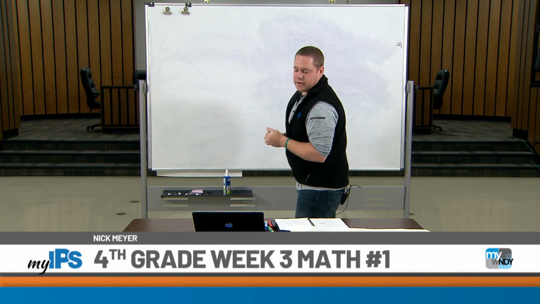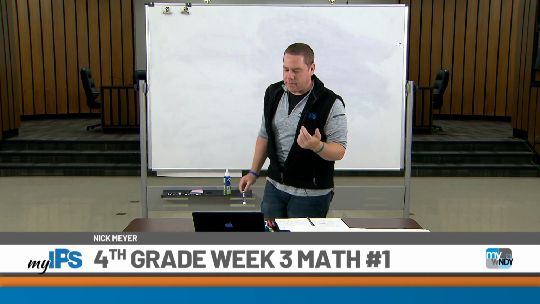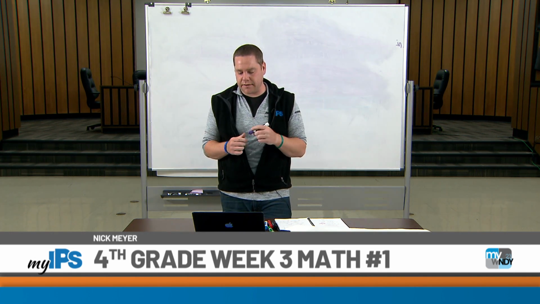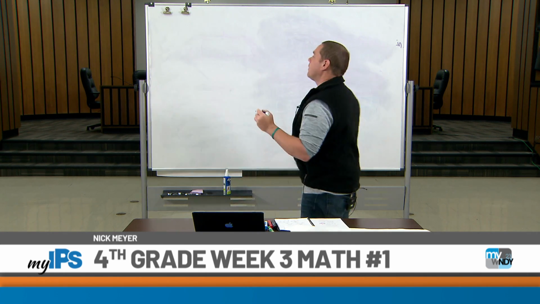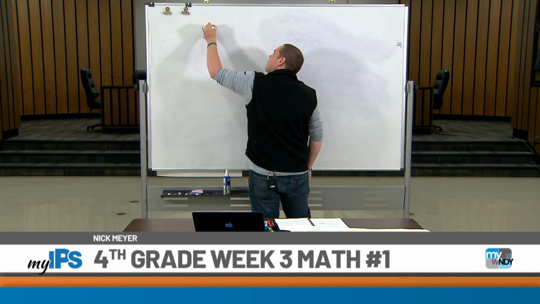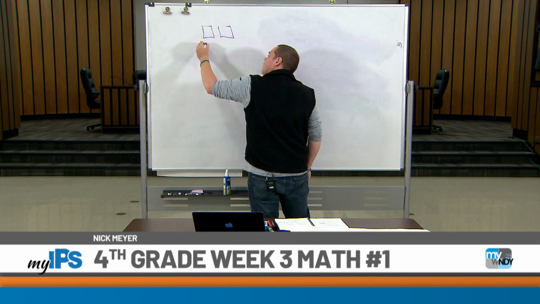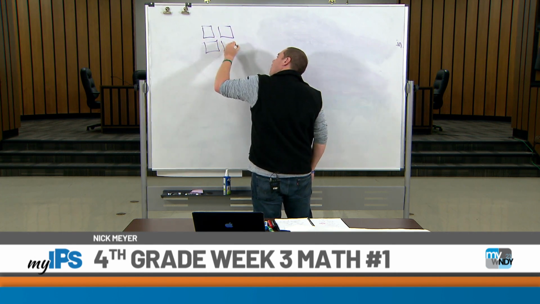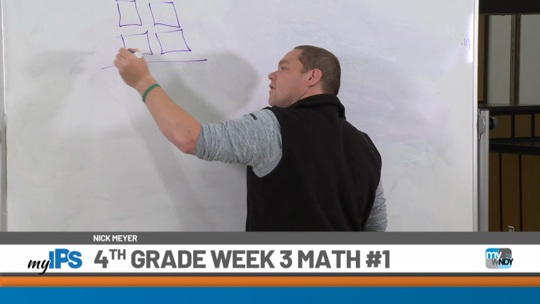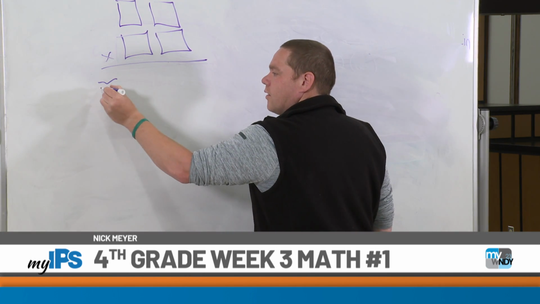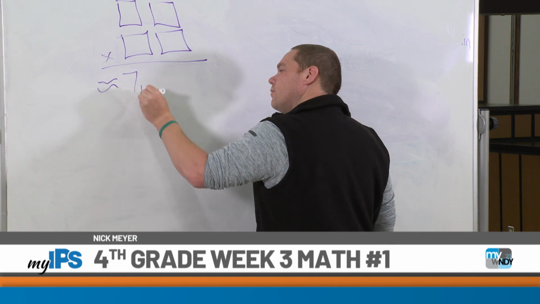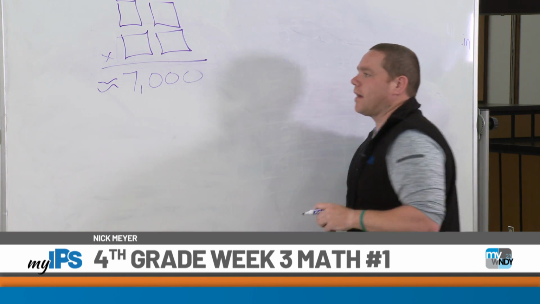So it says, using the digits 1 through 9, at most 1 time each, fill in the boxes to make the product as close to 7,000 as possible. So it looks like this. And we want to make our answer as close to 7,000 as possible.